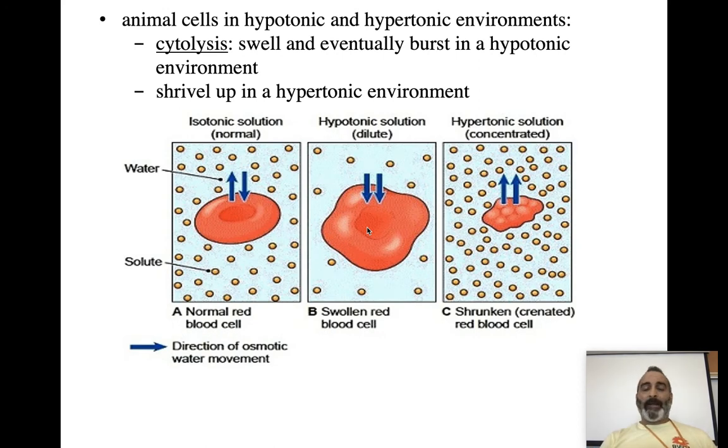Now, what happens to animal cells in hypotonic and hypertonic environments? Well, if you put an animal cell in a hypotonic environment, it will fill with so much water, and it does not have a cell wall, so therefore it will not hold itself together. It will eventually swell and burst. It'll rip open, and that is called cytolysis. Okay? In a hypertonic environment, an animal cell will lose water, and it'll shrivel up in size. So eventually this cell in a hypotonic environment will undergo cytolysis and rupture and blow up. In a hypertonic environment, cells will shrivel up.